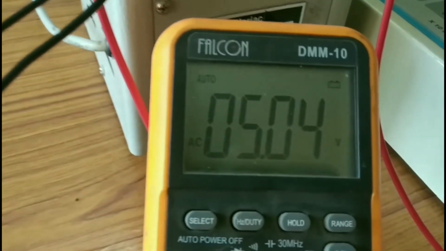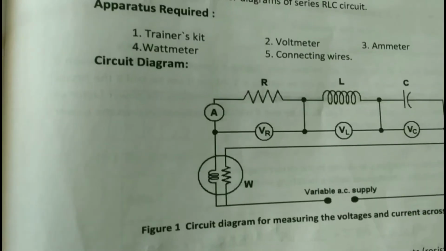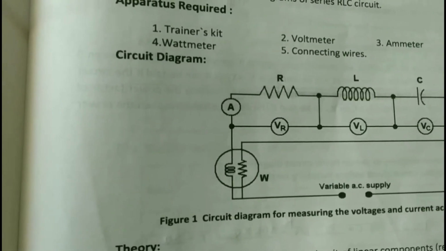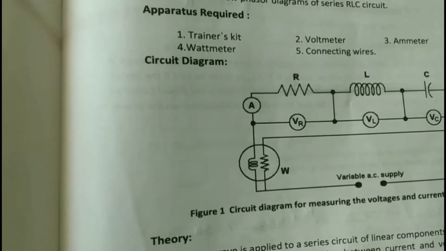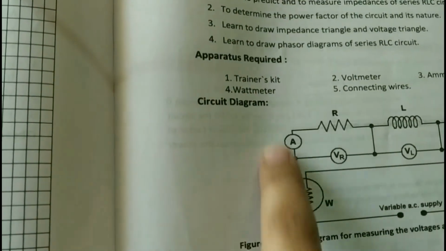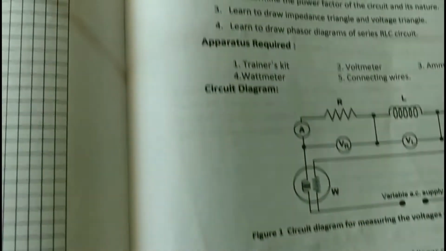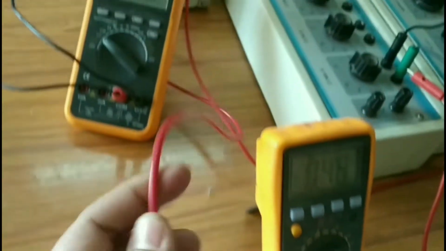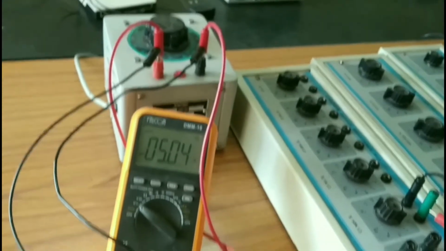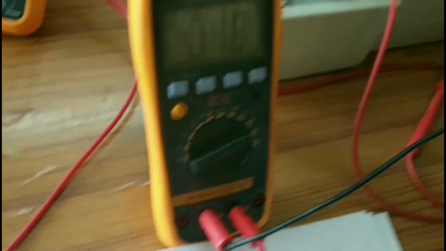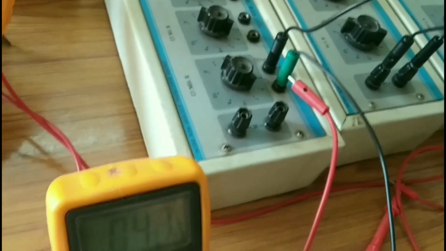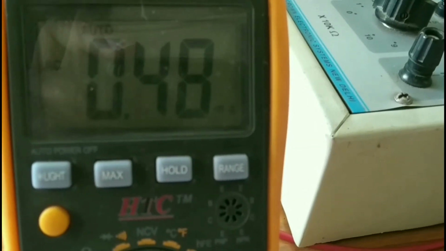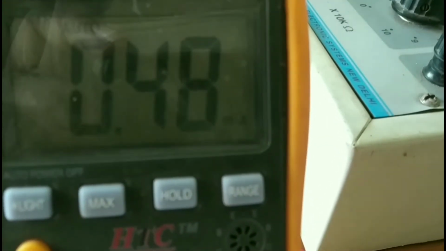measured with the help of the multimeter. For measuring current, we have connected an ammeter in series with the circuit. One terminal of the ammeter is connected with the main supply and the second terminal with the R load in series. Current in series is 0.48 milliampere.